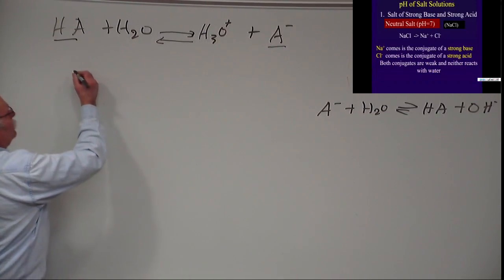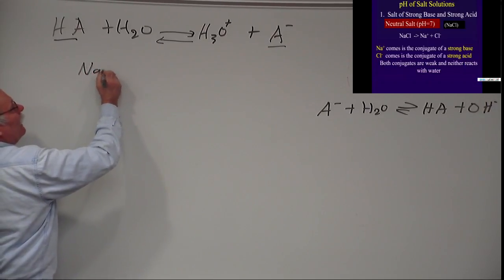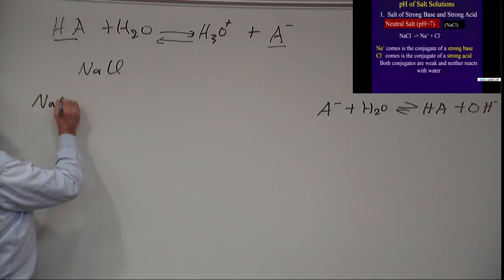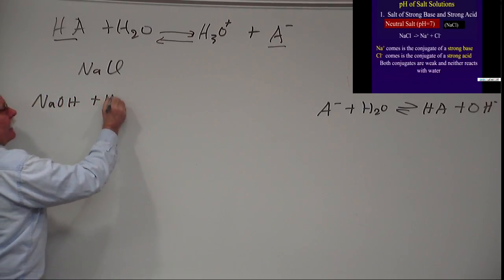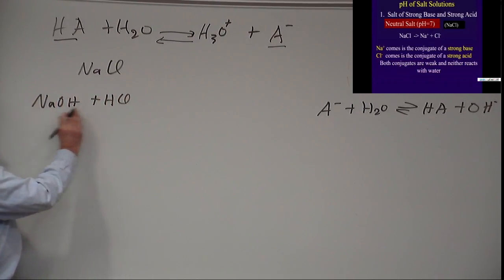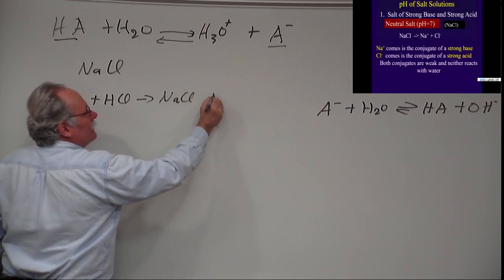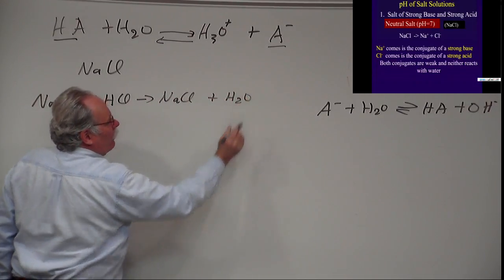Now what we want to look at right now are the salts of a strong base and a strong acid. Such a salt could be NaCl. We know that if I took NaOH plus HCl, this is a strong base, this is a strong acid, this would form NaCl plus H2O.